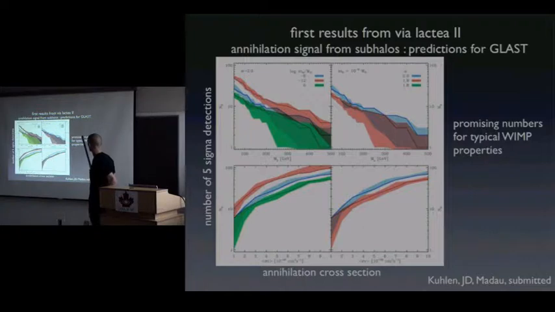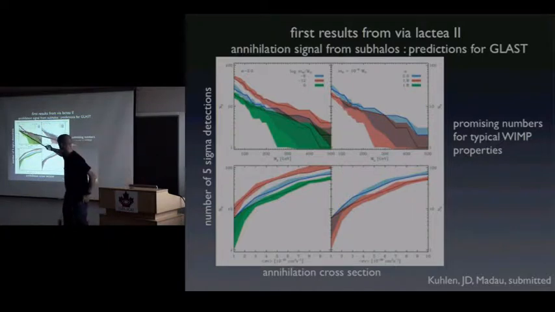Now these plots show you the numbers of subhalos that are detectable at 5 sigma significance with GLAST after a 2-year integration, as a function of the WIMP properties. This one is a function of mass using the standard cross-section, and this is a function of cross-section using, I think, a 100 GeV mass. The different colors are different extrapolations. If we extrapolate down to a solar mass, you'd get the green color. And if we extrapolate all the way down to 10 to minus 12 solar masses, you get the red.